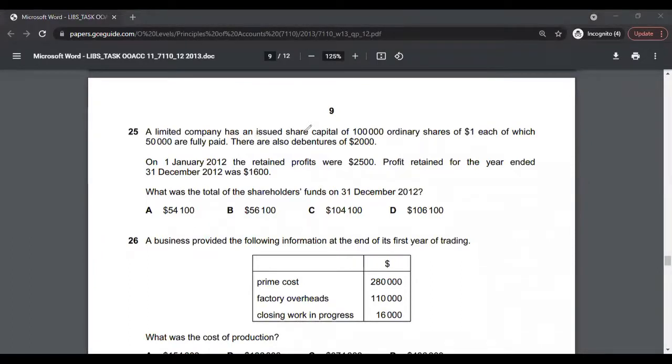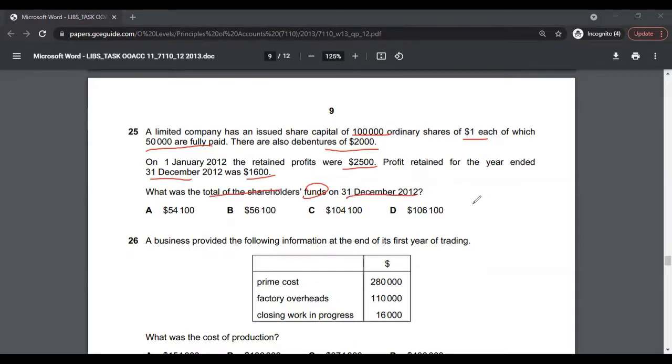A limited company has an issued share capital of 100,000 ordinary shares of $1 each, of which 50,000 are fully paid. There are also debentures of 2,000. On 1st January 2012, the retained profits were 2,500. Profits retained for the year ended 31st December 2012 was 1,600. What was the total of shareholders' funds on 31st December 2012?